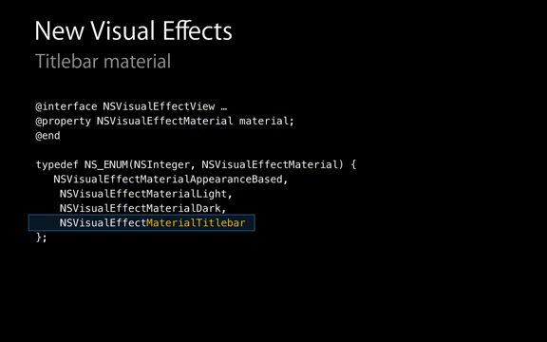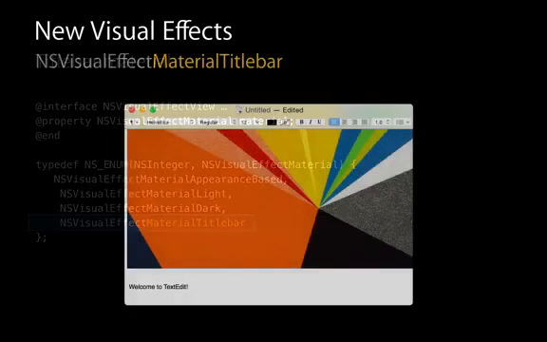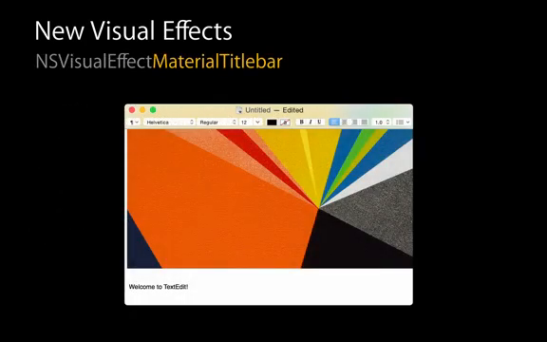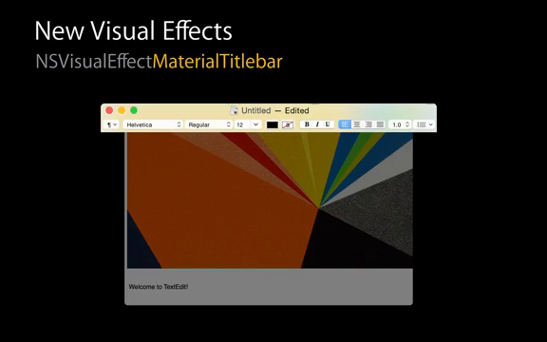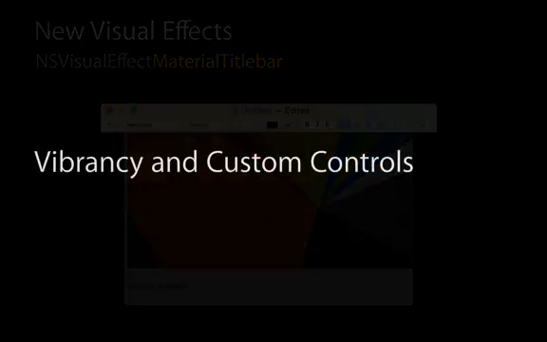So the last option here is NSVisualEffectMaterialTitlebar. This material is for you to create your own title bar-like views. So you may have a need in your application to replicate the title bar that we do inside of AppKit. And we just use this NSVisualEffectMaterialTitlebar internally. And so you can also use it to create your own title bars if you need to. All right, so that was discussing visual effect view, appearance, and some of the materials.